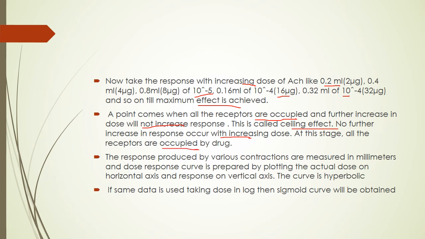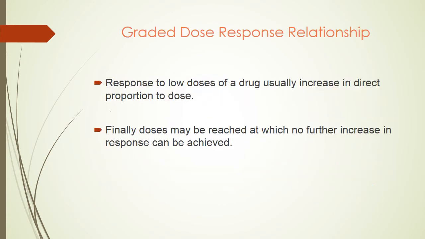The response produced by various contractions is measured in millimeters, and the dose response curve is prepared by plotting the actual dose on the horizontal axis and response on the vertical axis, and that curve is known as a hyperbolic curve. If the same data is plotted on a log scale, then a sigmoid curve will be obtained. What are graded dose response relationships? Response to low doses of a drug usually increases in direct proportion to the dose. Finally, doses may be reached at which no further increase can be seen.